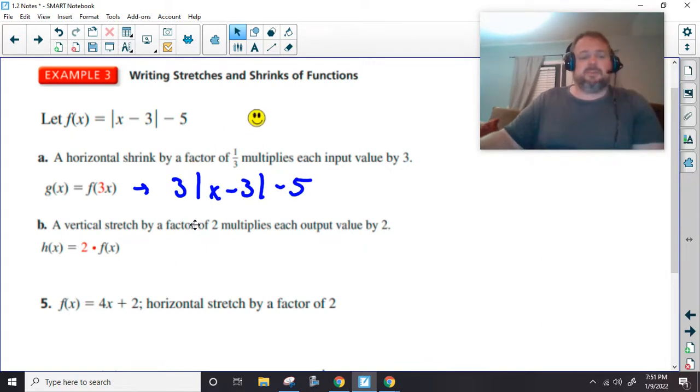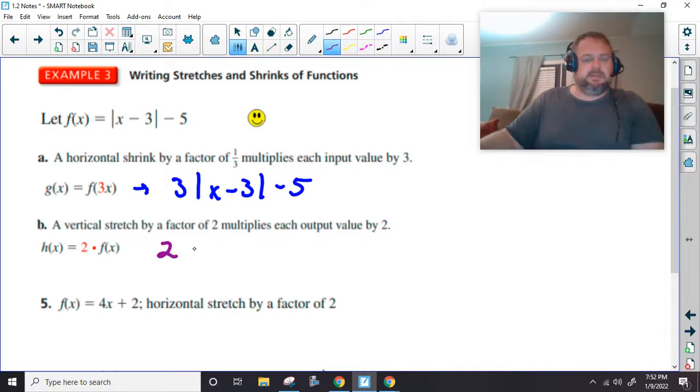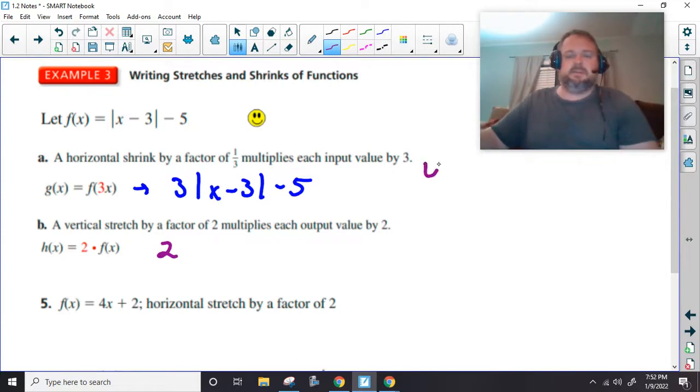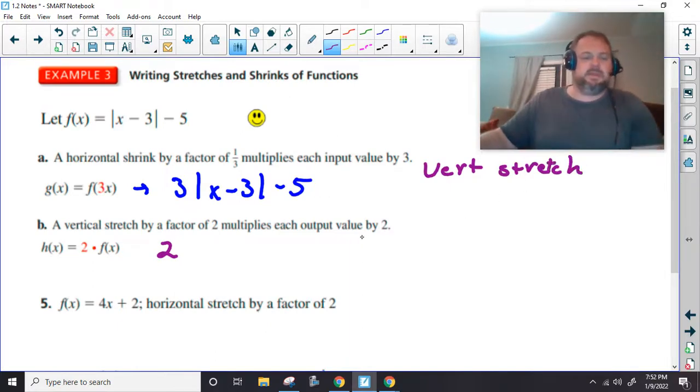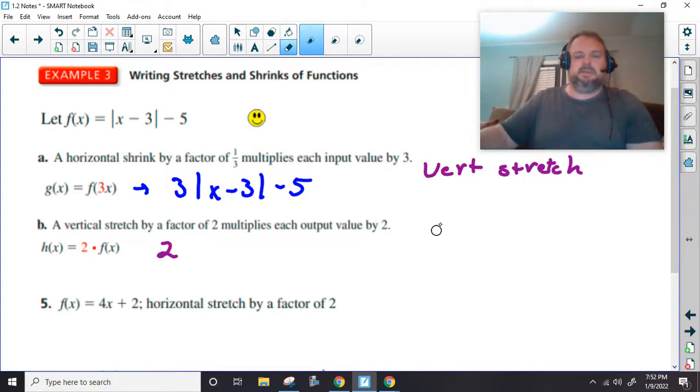Okay. A vertical stretch, we should know this already. A vertical stretch is just multiplying this by 2. Okay. And let's say horizontal shrink is the same thing as a vertical stretch. There we go. Spelling matters. And a vertical stretch is the same thing as a horizontal shrink. Yep, that's what we did.